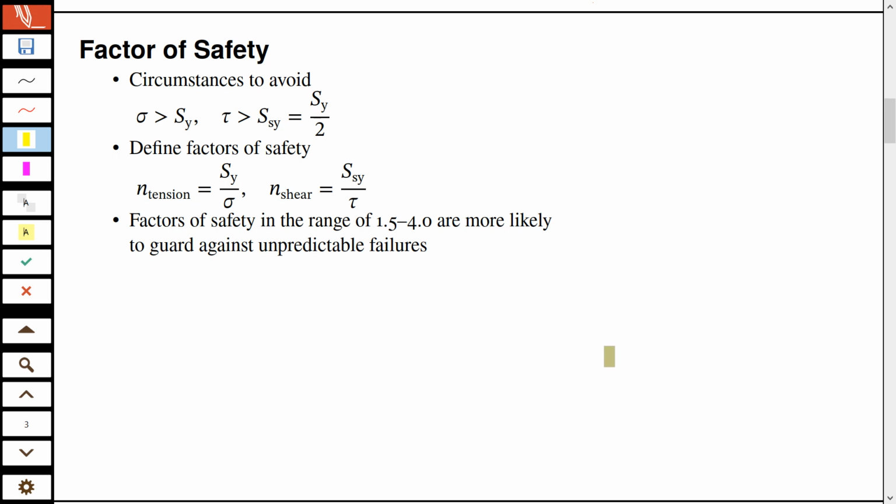Now this brings us to another topic. One thing is clear: to avoid failure, if you want to avoid the circumstances which lead to failure, you have to make sure that the actual stress, and when I use this symbol sigma, tell me which type of stress I have in mind. You have studied two types of stresses, yeah? Shear stress and normal stress. So this is for normal. Normal means either tensile or compressive. So the normal stress cannot exceed the yield strength.